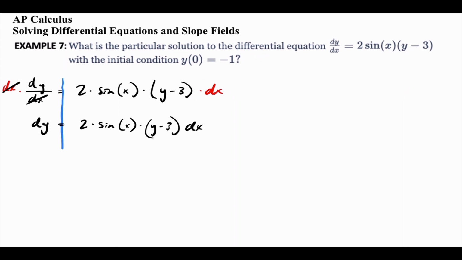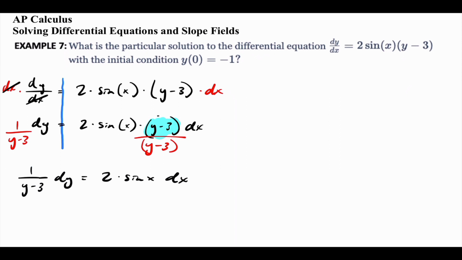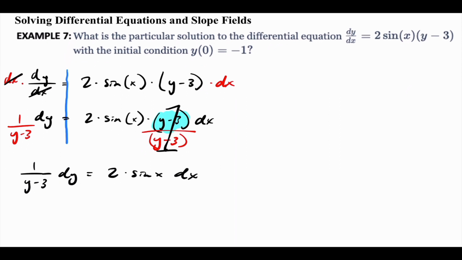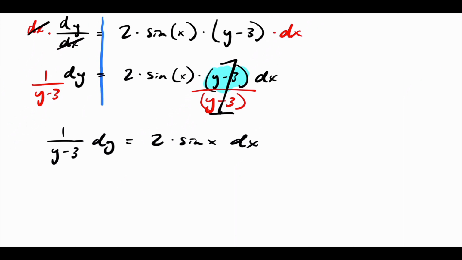How do I get y minus 3? So right now, again, this guy has a y. How do I get that on the other side of the blue line? Divide. Because it's all multiplication, divide. So you get 1 over y minus 3 dy equals 2 times sine of x dx. Step 1 done.